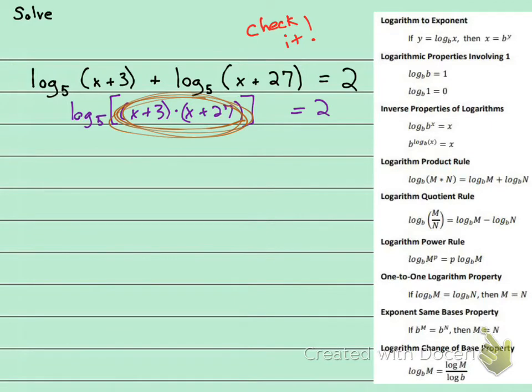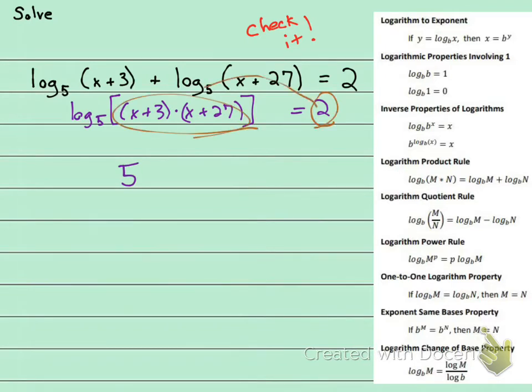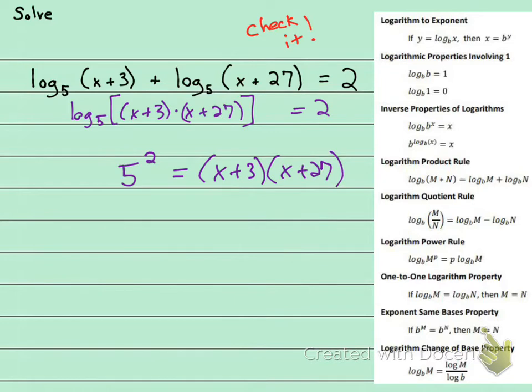So I condense it down into one logarithm, and now to get these x's out of the logarithm from inside those parentheses, I'm going to use this logarithm to exponent rule, and whatever was inside the log is now going to be outside the log. So let's apply that. My little base becomes a big base of 5, and my other two things switch sides. So 2 will become my exponent: 5 to the 2 equals (x plus 3) times (x plus 27). At this point I have a quadratic equation right here, so we're going to solve that.